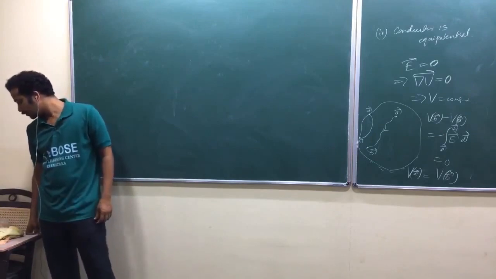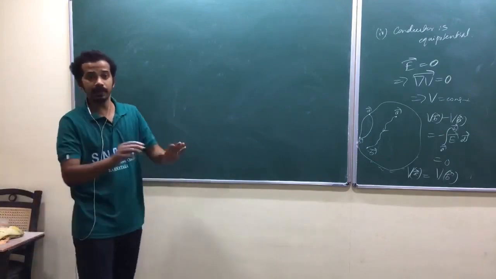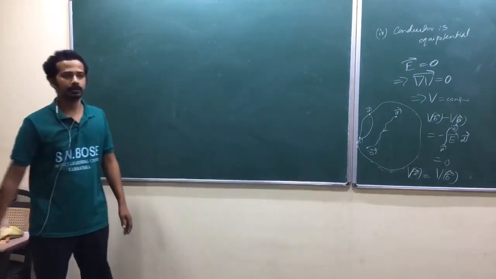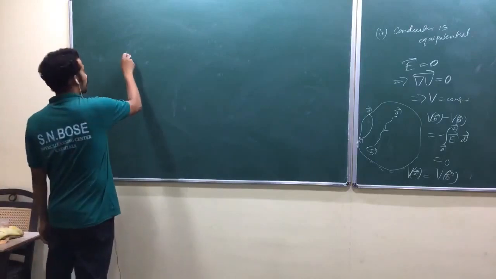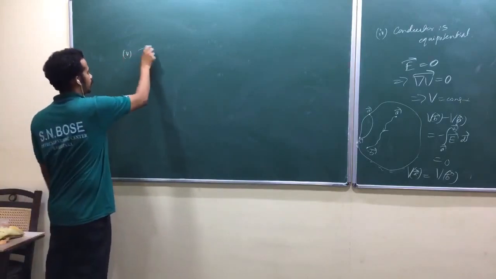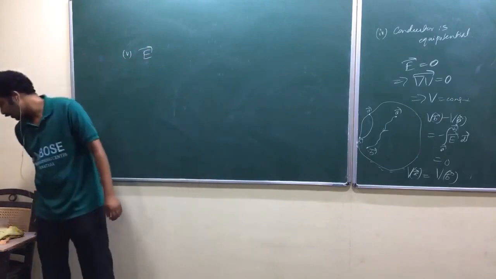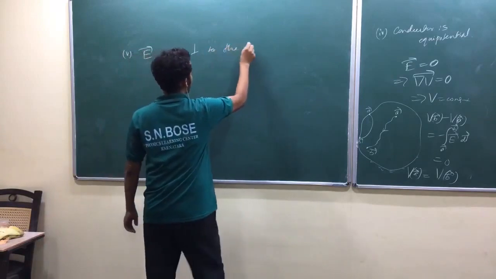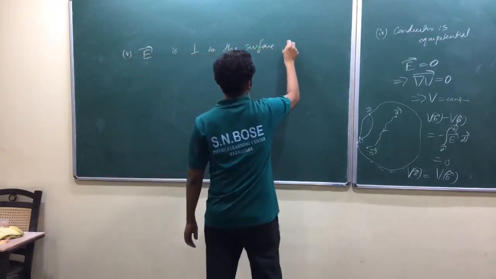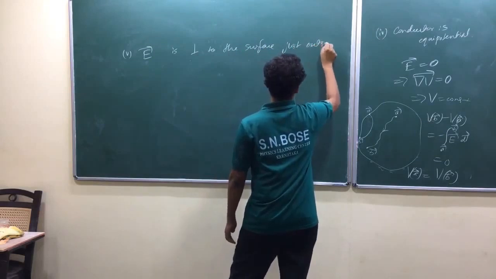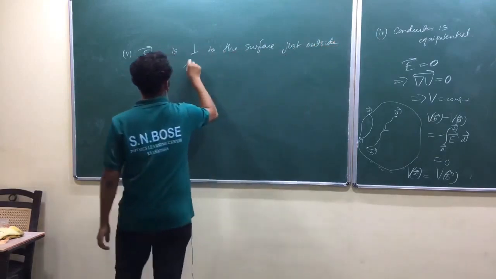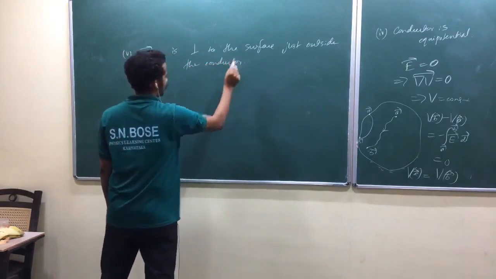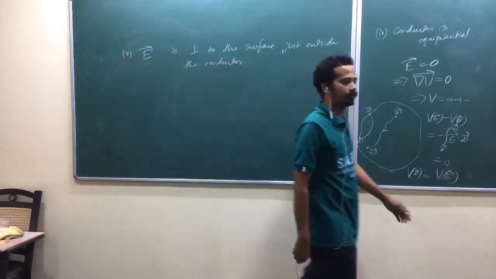Electric field is perpendicular to the surface just outside the conductor. If electric field exists outside the conductor, it will always be perpendicular to the surface. Can you write another property? Remember, write down: electric field E vector is perpendicular to the surface just outside the conductor. How do you show that?